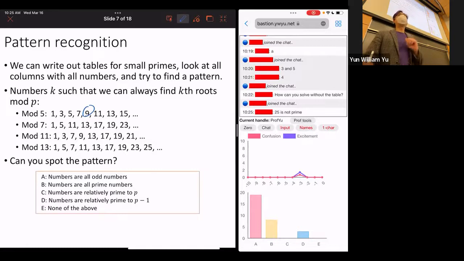They are all odd numbers, and this will generally be true. So they will always all be odd numbers. But I mean, it's obviously not all of the odd numbers. So like, for mod 7, you're missing 3.